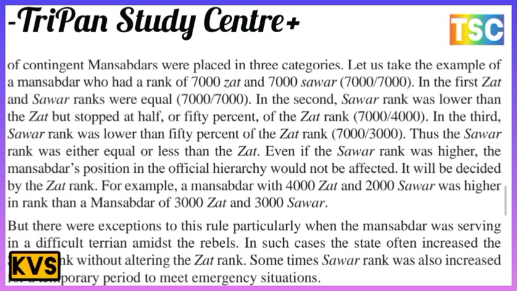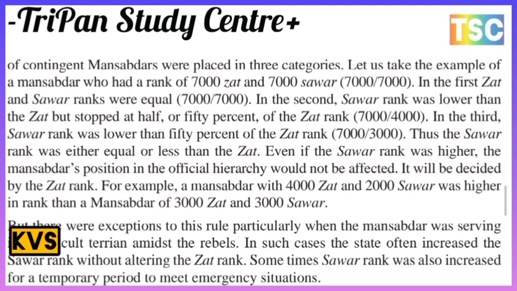Thus the Sowar rank was either equal to or less than the Zat. Even if the Sowar rank is higher, the Mansabdar's position in the official hierarchy will not be affected. It will be decided by the Zat rank. For example, a Mansabdar with 4,000 Zat and 2,000 Sowar was of higher rank than a Mansabdar of 3,000 Zat and 3,000 Sowar. That is the most important point here.